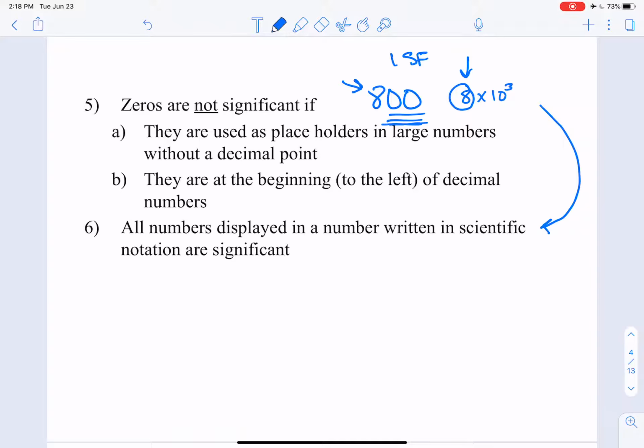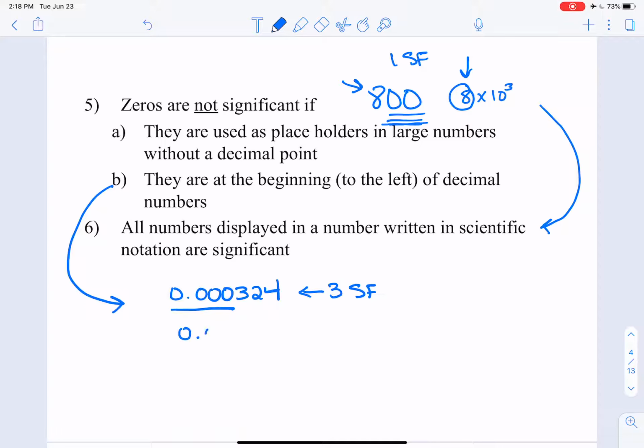And 5b says they are at the beginning of a decimal number. Okay, so say we have 0.0000324. These zeros up here are placeholders. If you took them away, you would have 0.324. 0.324 is a lot bigger than 0.000324. So this right here has 3 significant figures because the zeros in the front are placeholders.